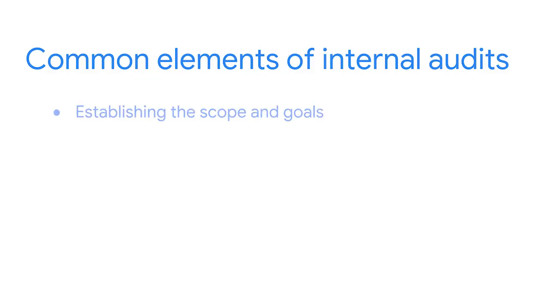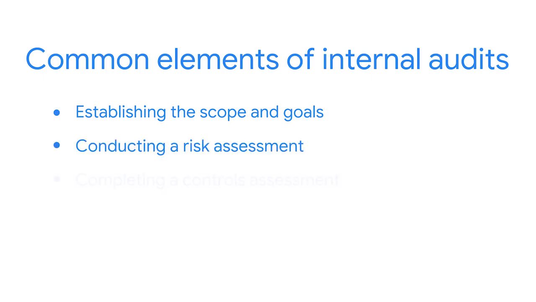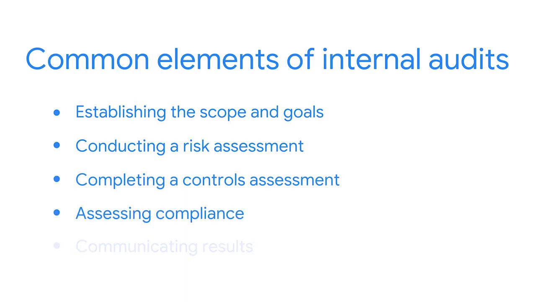Now that we've discussed the purposes of internal audits, let's cover some common elements of internal audits. These include establishing the scope and goals of the audit, conducting a risk assessment of the organization's assets, completing a controls assessment, assessing compliance, and communicating results to stakeholders. In this video, we'll cover the first two elements, which are a part of the audit planning process: establishing the scope and goals, then completing a risk assessment.